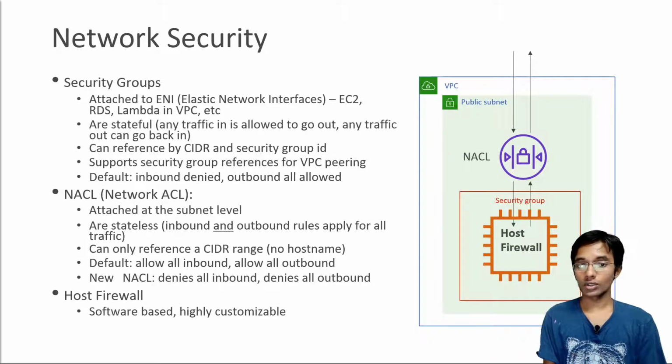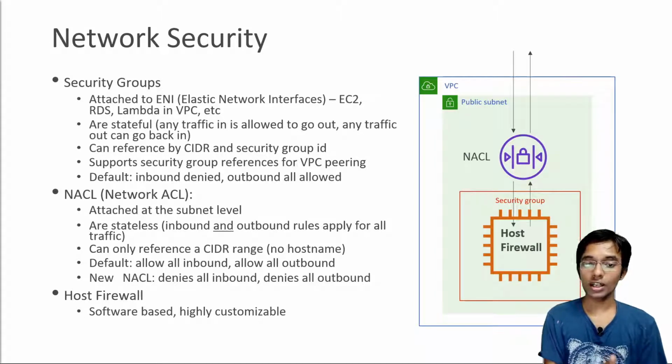Your Elastic Network Interfaces are how your EC2 instance accesses other networks, for example, your private subnet or the internet. And so it's for EC2, RDS, Lambda. In a VPC, security groups can be attached to anything that is going to be in your VPC. Security groups are stateful, that is, the traffic is in and out also.